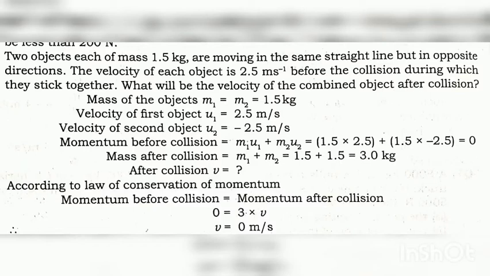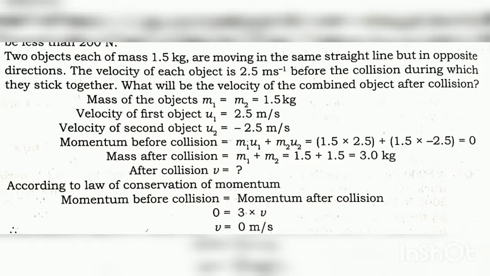Two objects, each of mass 1.5 kg, are moving in the same straight line but in opposite directions. The velocity of each object is 2.5 meter per second before the collision, during which they stick together. What will be the velocity of the combined object after collision?